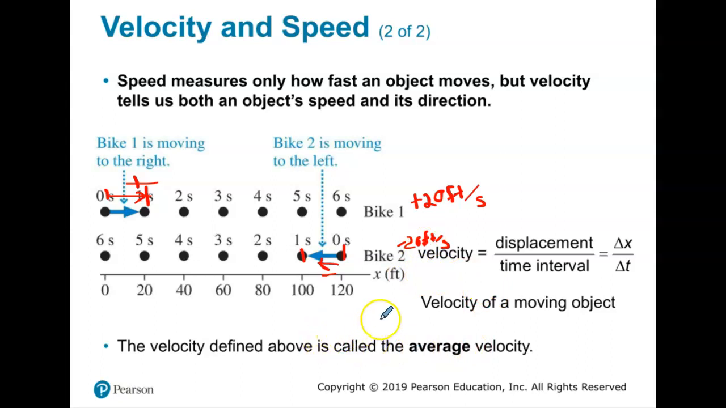If we asked what their speeds are, they actually have the same speed, because speed is the amount of space covered in the time. They both cover 20 feet per second, but the positive and negative again tell you the displacement and the direction.